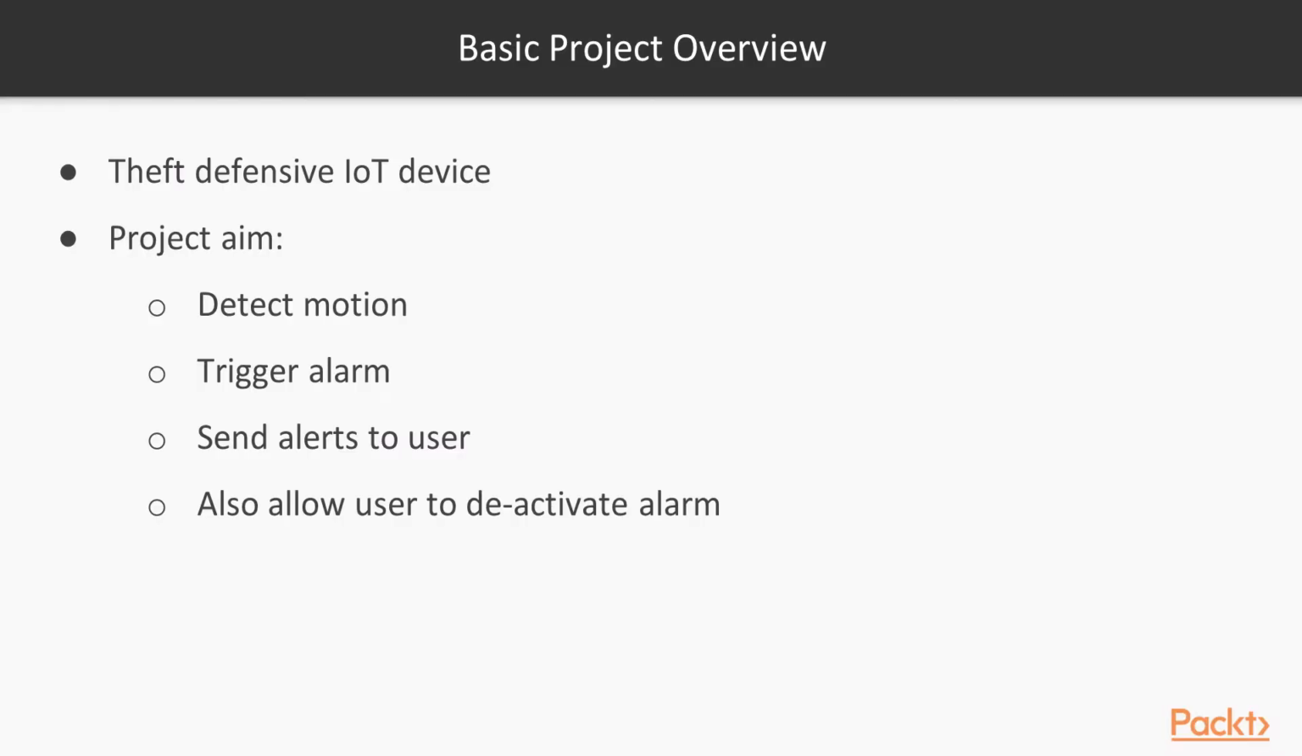By looking at the basic project overview, we will be making a theft defensive IoT device that will detect motion, based on which it will trigger an alarm. Also, it will send alerts to the user, which fulfills one-directional communication from the server to the user. And in order to complete bidirectional communication from the user to the server, we will also add a functionality in which users can communicate with the server. In our case, we will add a use case to deactivate the alarm.